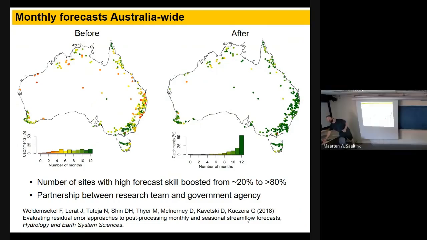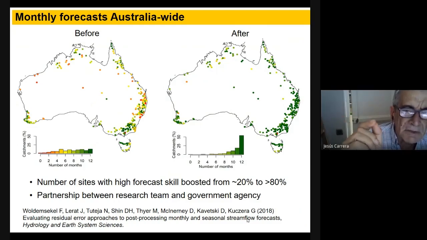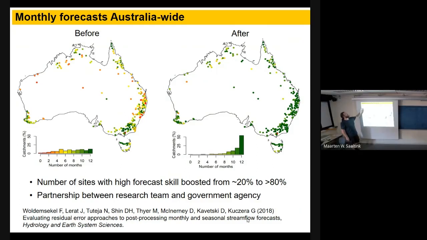Okay. One question, Dimitri. Yeah, in this comparison, the models were the same. You only changed the residual error during the calibration? That's correct. This is before the implementation of the recommended residual error model, and this is after, and everything here is the same except for the residual error model.